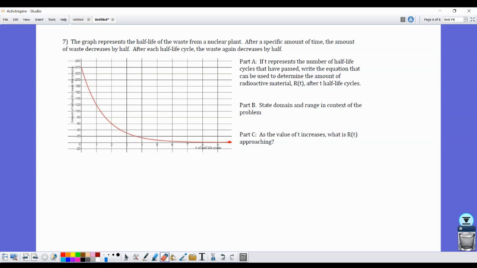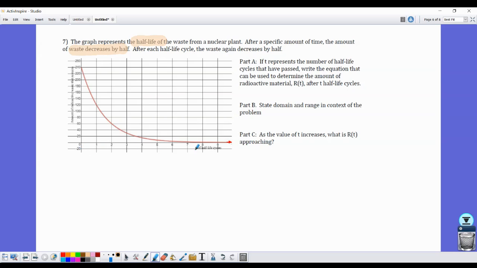And a lot of times in chemistry problems, when you all get to chemistry, you're going to work with half-life quite a bit. So we're looking with half-life. Oops, let me get my highlighter. Half-life. After a specific amount of time, the amount of waste decreases by half. After each half-life cycle, the waste decreases again by half. So let's take a look at what we're looking at.